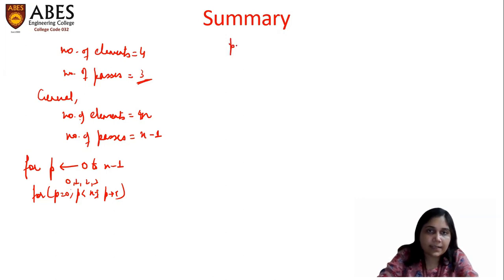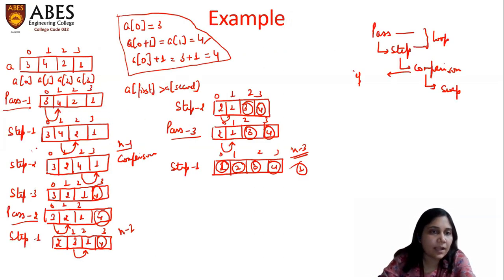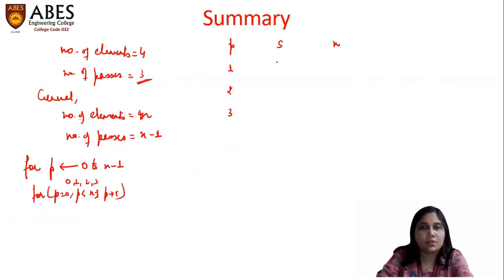Now I'm summarizing it like this. P I am denoting for passes, S is for steps, and N is for number of elements. If you see, there are 3 passes, so I'm writing it over here. For pass 1, we have 3 steps. For pass 2, we have 2 steps. And for pass 3, we have 1 step. So I'm going to write 1, 3, 2, 2, and 3, 1. If you add these two things, it will be 4. It is 4 and it is 4.